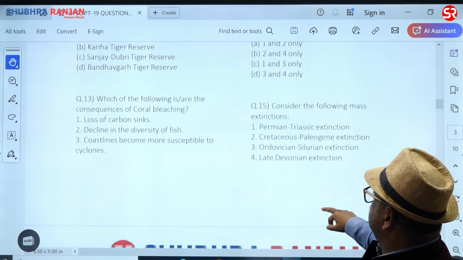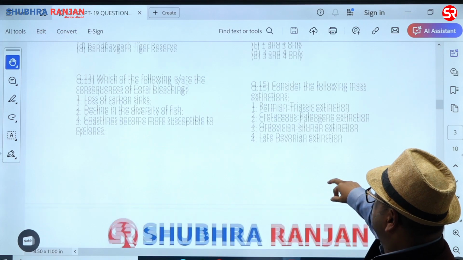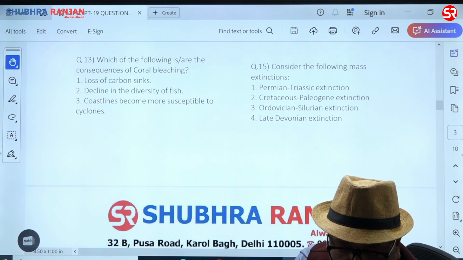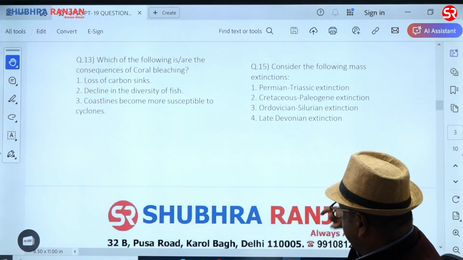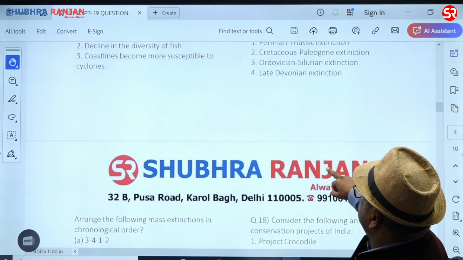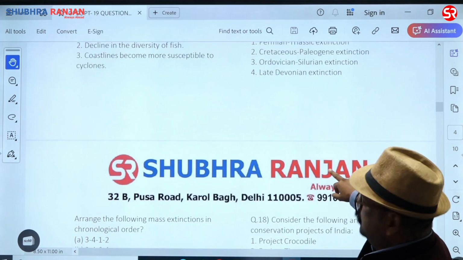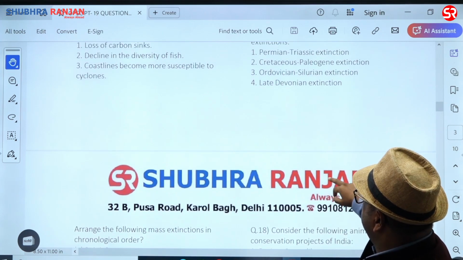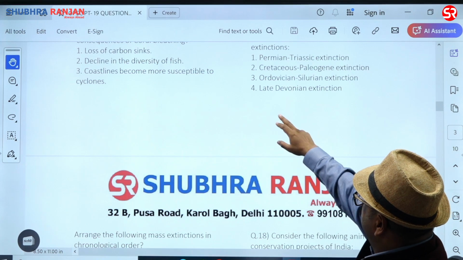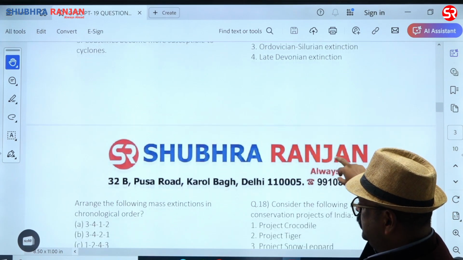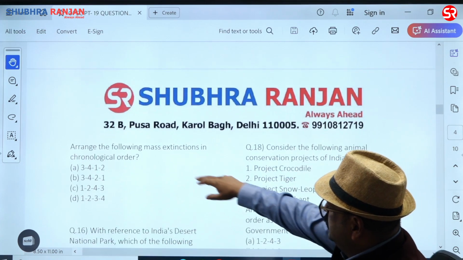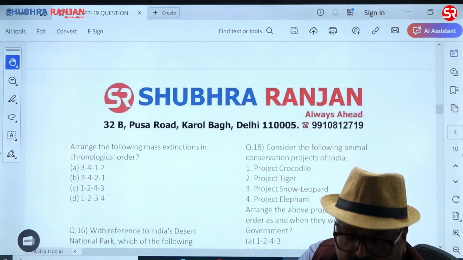Consider the following mass extinctions. Permian Triassic extinction, Cretaceous, Ordovician, Late Devonian. Cretaceous सबसे last में हुआ है बच्चे. So the answer is going to be, let's see, सबसे पहले होगा this Ordovician, then 4 is what? Late Devonian, then there is 1 Permian, and then Cretaceous. So 3, 4, 1 and 2. This is going to be the alpha. So 15, alpha is the right answer.